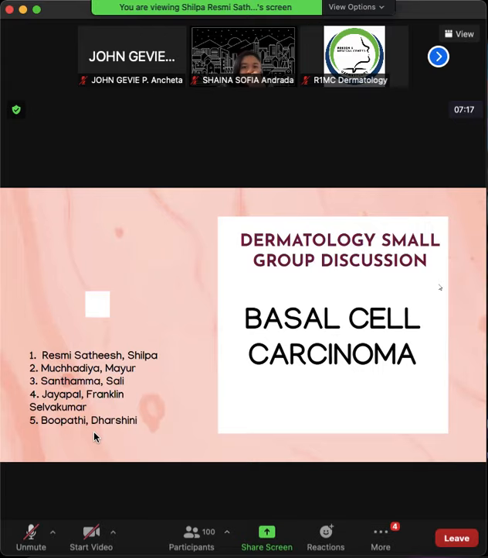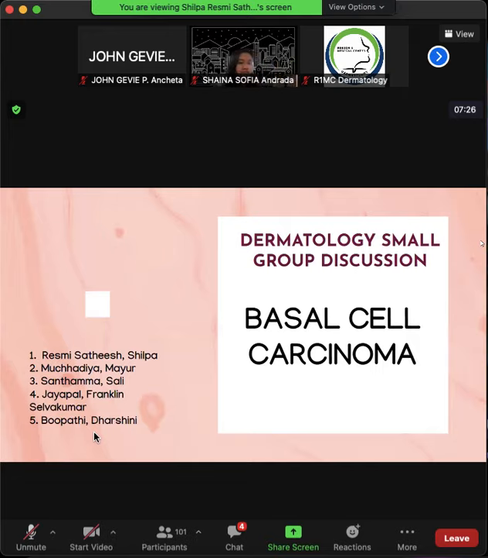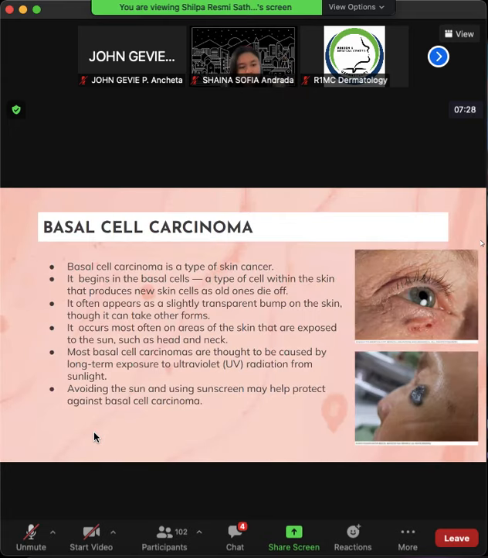Okay, so our group will be doing a small discussion of basal cell carcinoma. Good morning, ma'am. So first is basal cell carcinoma. It is a type of skin cancer. So it begins in the basal cell.